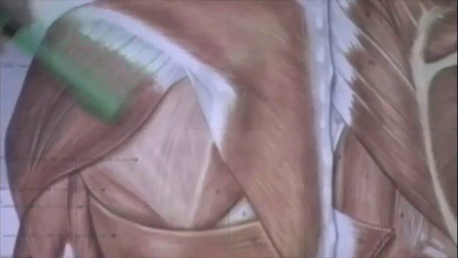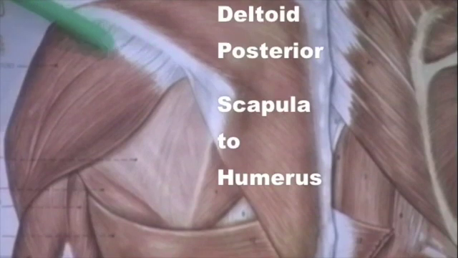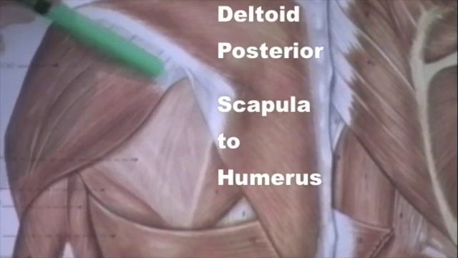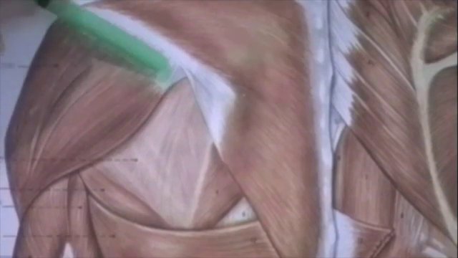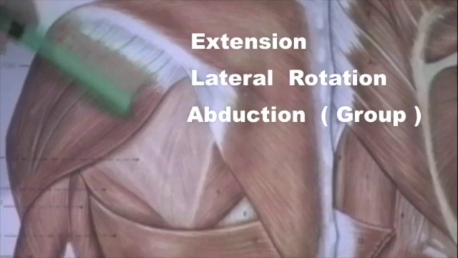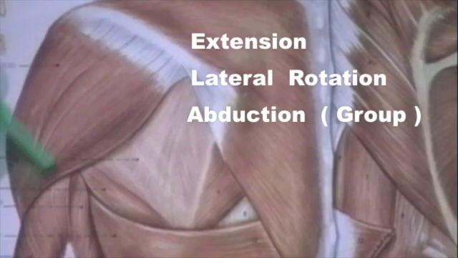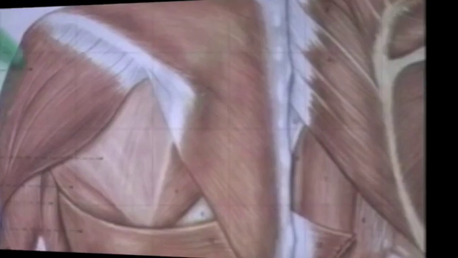And the posterior deltoid. So this comes from the spine of the scapula. It's quite a big muscle. Spine of the scapula again to the deltoid tuberosity. So this one will do extension at the shoulder, the glenohumeral joint, and lateral rotation. And in combination with the other deltoid muscles, it will do abduction. Posterior deltoid and the middle, the lateral.